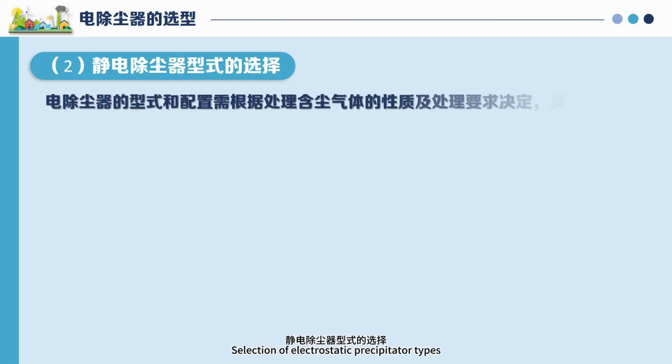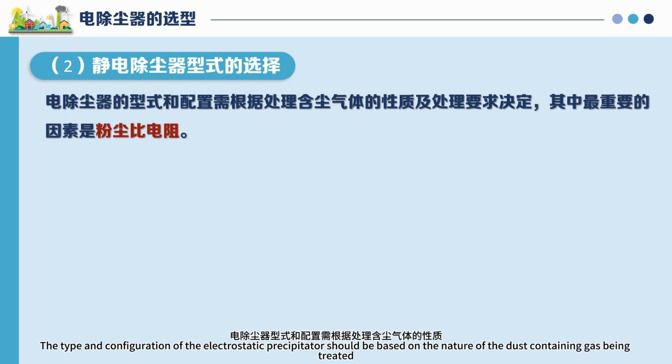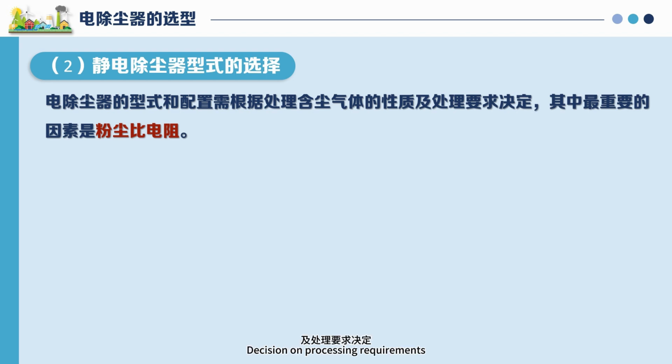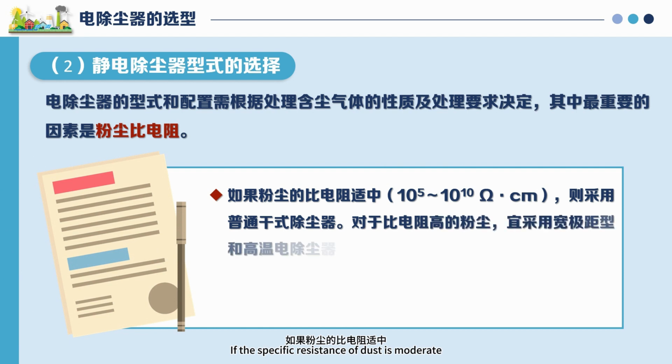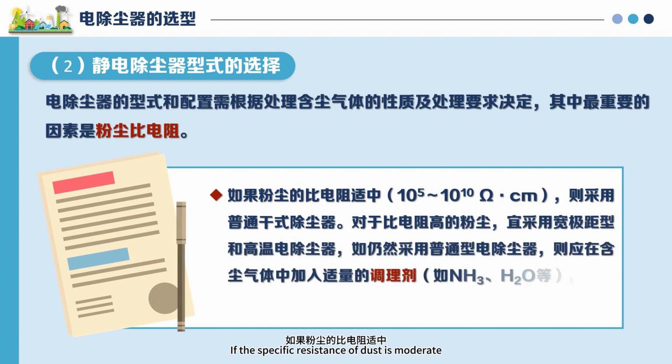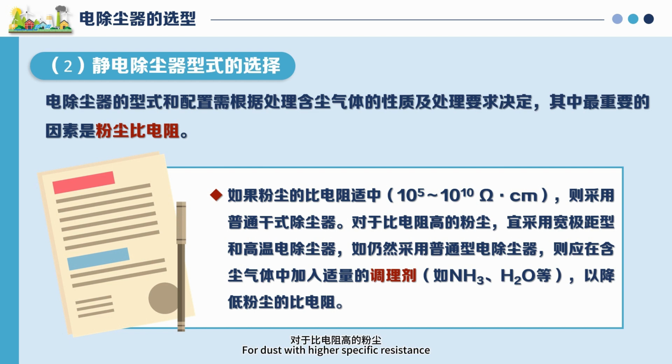Selection of electrostatic precipitator types. The type and configuration of the electrostatic precipitator should be decided based on the nature of the dust-containing gas being treated and the processing requirements. The most important factor is the dust specific resistance. If the specific resistance of dust is moderate, use a regular dry dust collector. For dust with higher specific resistance, wide rectangular and high-temperature electrostatic precipitators are also used.